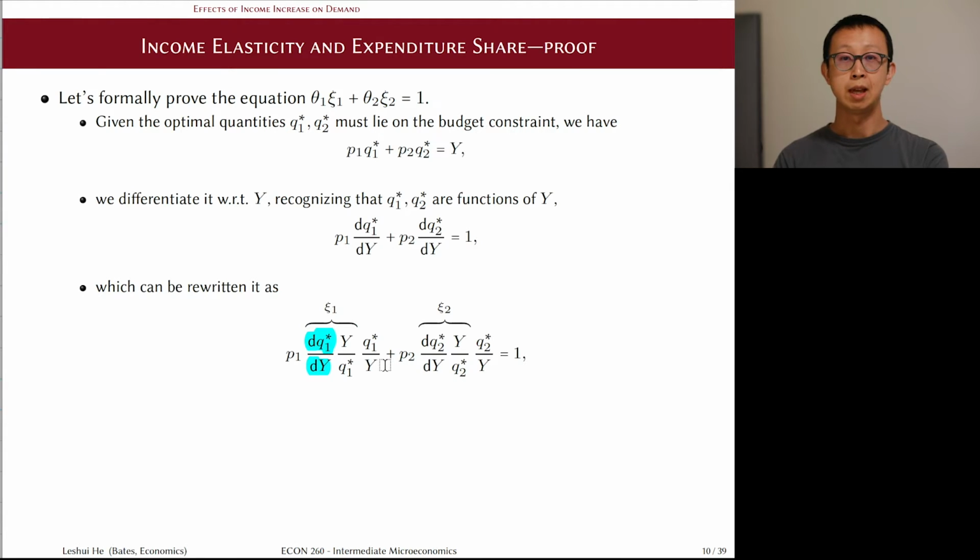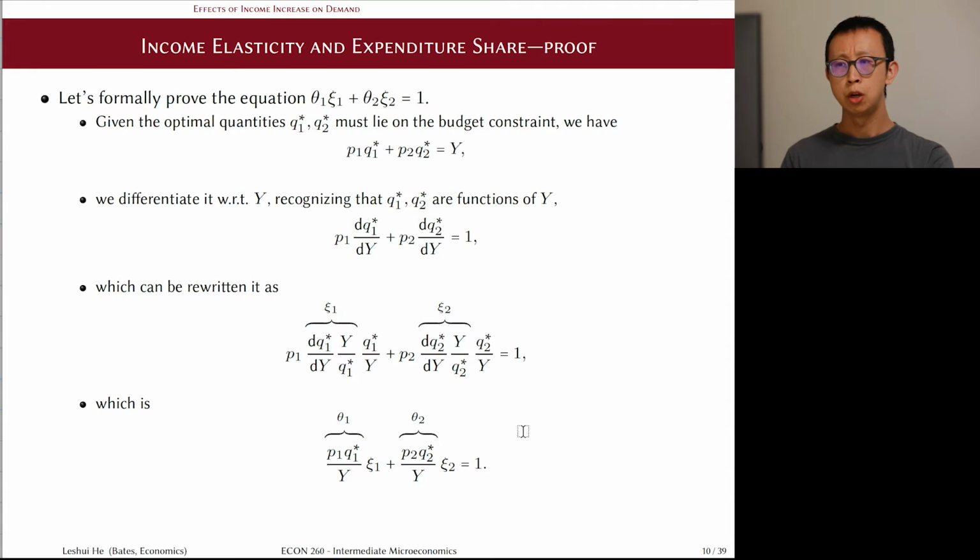And now we realize that we have the income elasticity of demand for good 1, which is xi1, and we have the income elasticity of demand for good 2, which is xi2. Now we can pack up the xi1 and xi2, and we still have some leftover stuff. In the first term, we're going to have P1 times Q1 star over y. In the second term, we're going to have P2 times Q2 star over y. And the sum of these things is equal to 1. So rewriting these expressions, pulling out xi1 and xi2, what we have is P1 times Q1 star over y times xi1 plus that times xi2 is equal to 1.